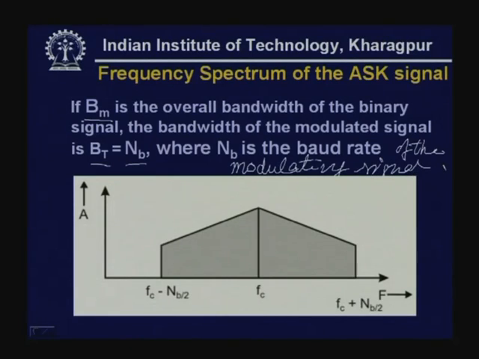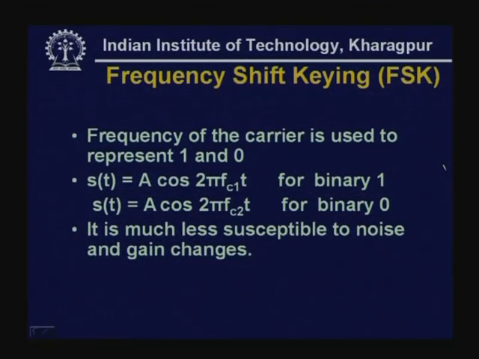So, we see the bandwidth is not really very high whenever we transmit using ASK; it is very similar to an AM signal. Now, let us see frequency shift keying. In frequency shift keying, the frequency of the carrier is used to represent 1 and 0. That means we are using two different frequencies, and the amplitude is kept constant. Whenever we are sending binary 1, we are using a carrier frequency Fc1. Whenever we are sending binary 0, we are using a carrier frequency Fc2.